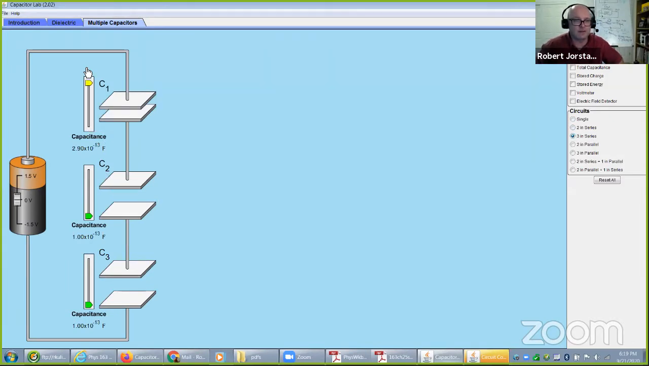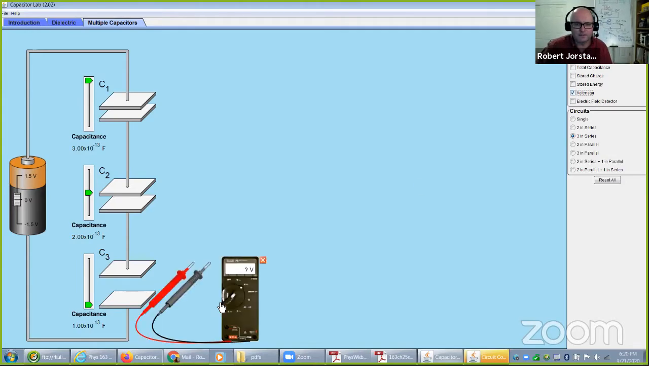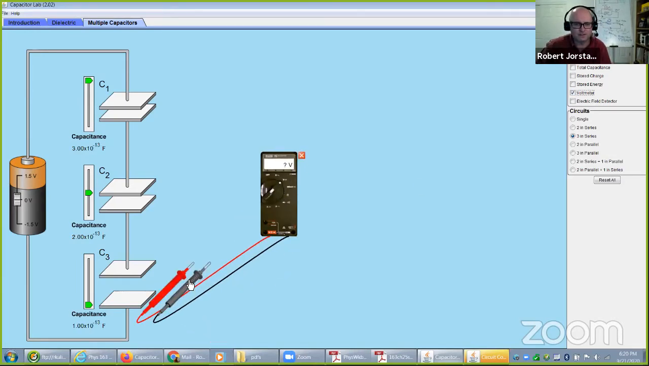And we could do different capacitances, like a 3, a 2, and a 1. So now what I could do is bring out my voltmeter, right? And this is just measuring the voltage.